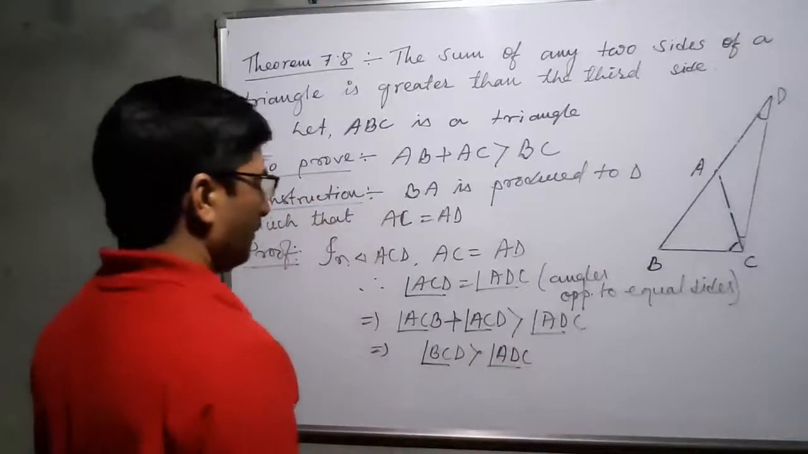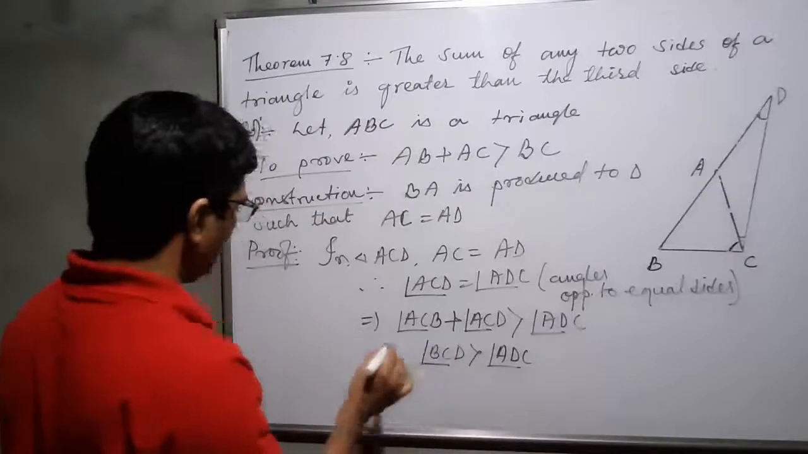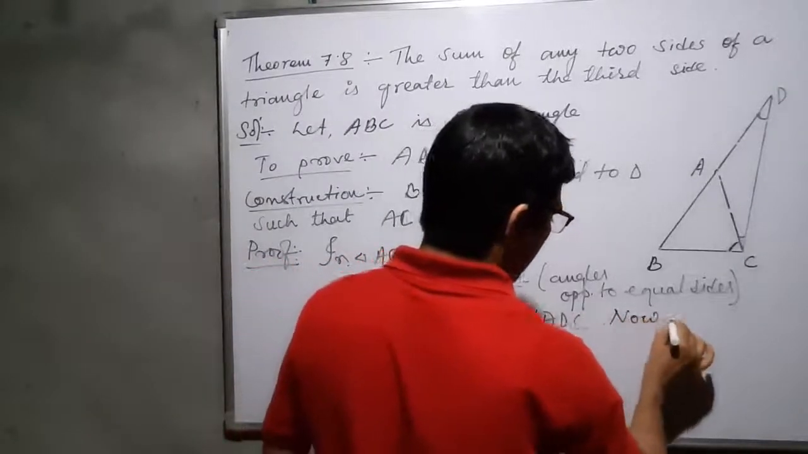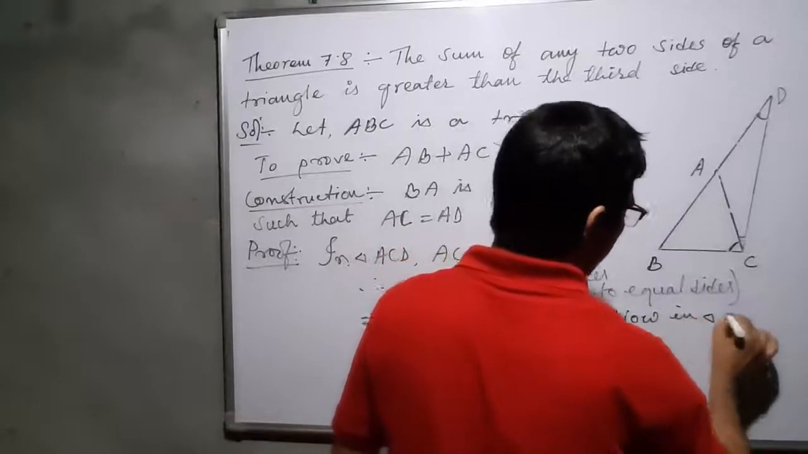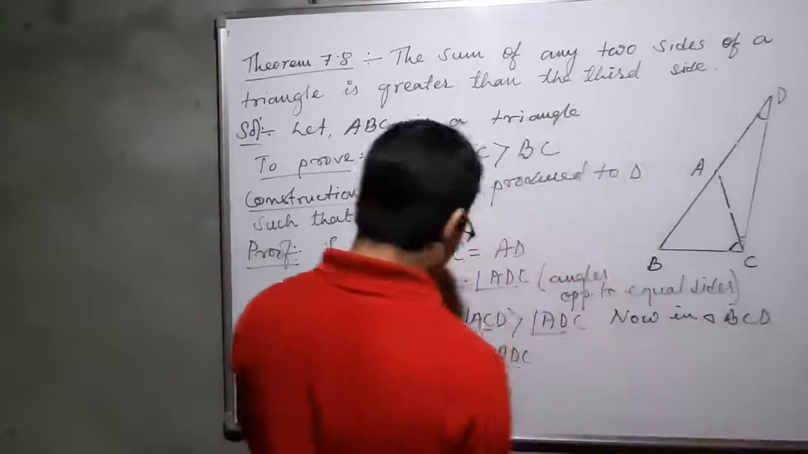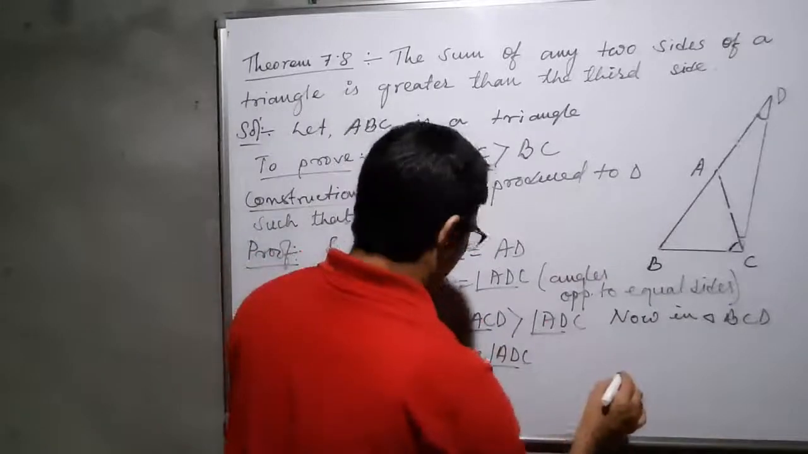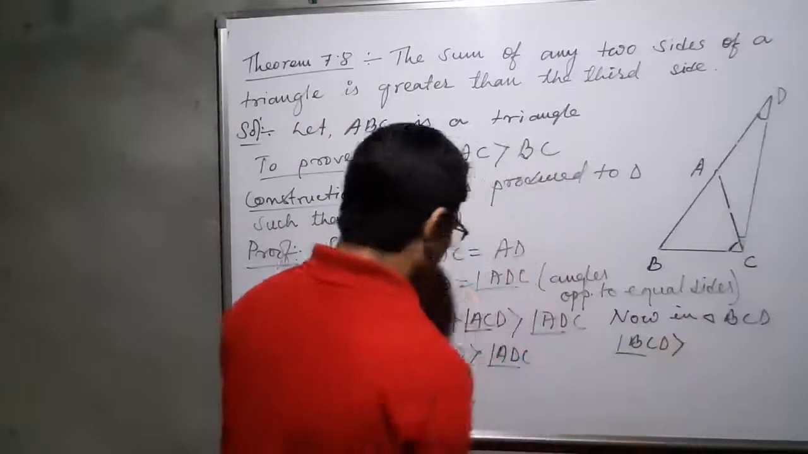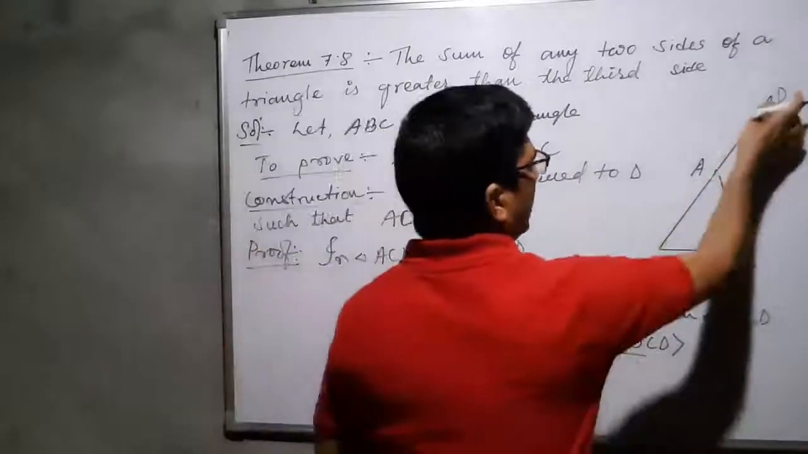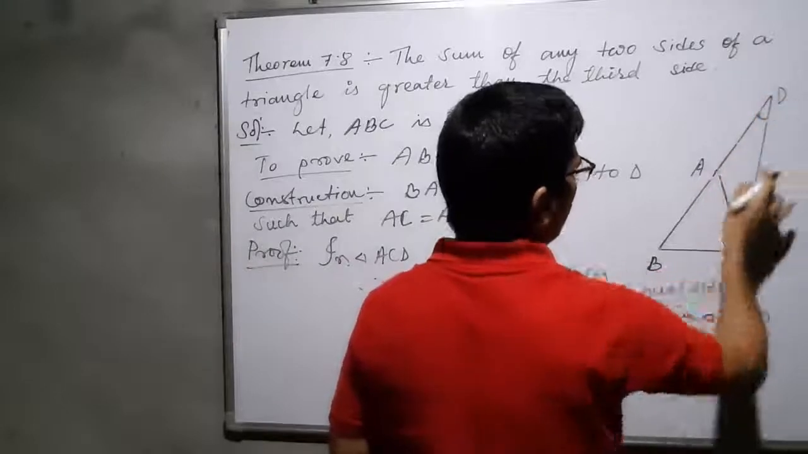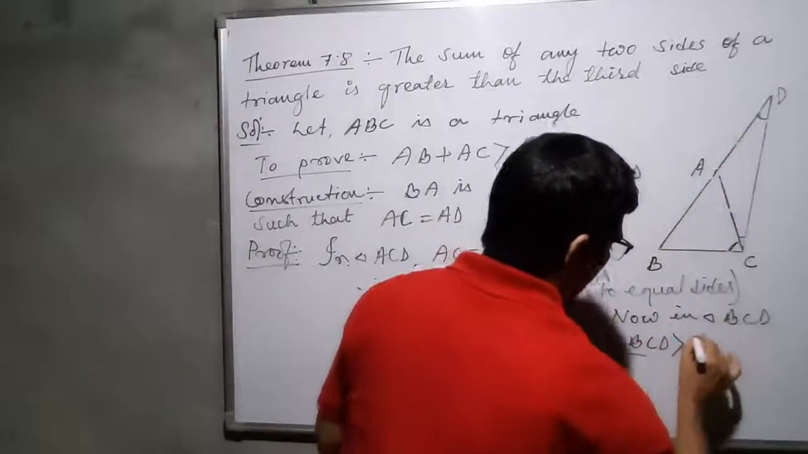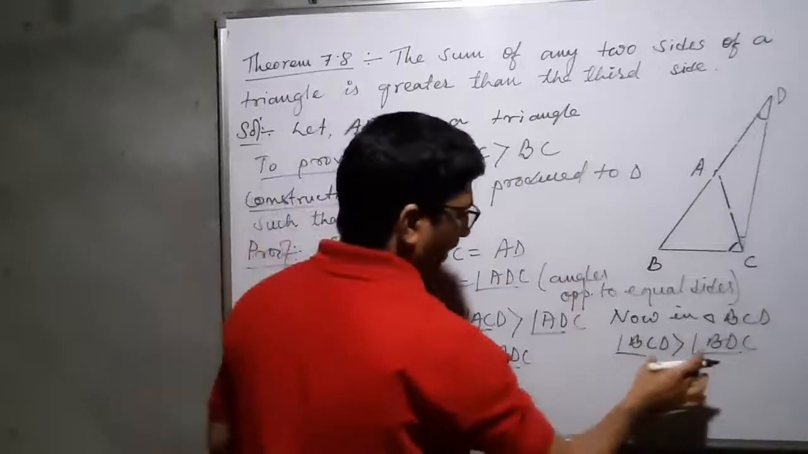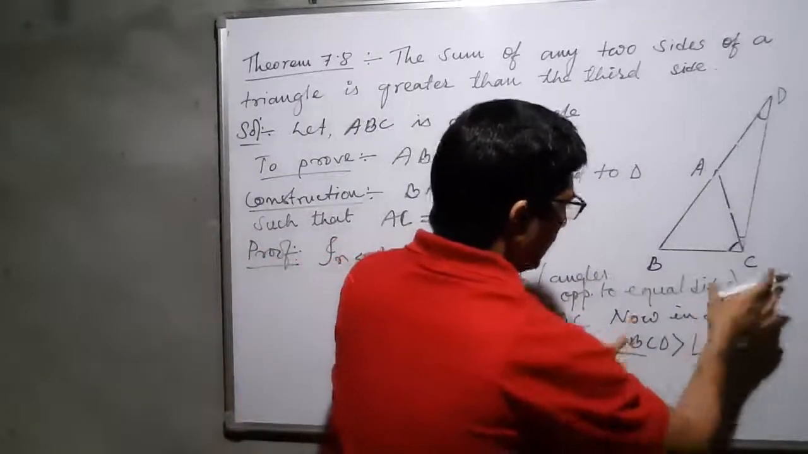Now, no problem. Same you write for triangle BCD. In triangle BCD, angle BCD is greater than angle ADC. For this bigger triangle, instead of angle ADC you write the same angle as BDC.